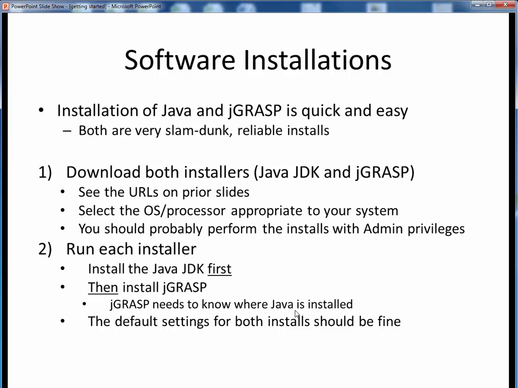To perform the installs, it's really just as simple as double-clicking on each executable and letting it run to completion. If you accept the default settings and install locations, you should be just fine. You might want to test your JGrasp install by simply starting up the application, but in the next lecture segment, we'll go through a step-by-step process of writing a simple Java program which will test out both of these installations.